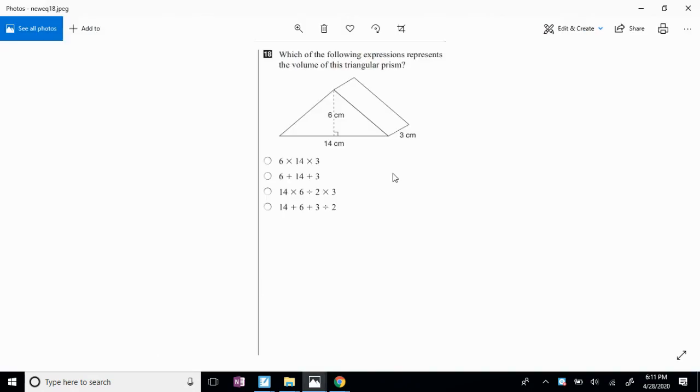Which of the following expressions represents the volume of the triangular prism? Well, we know that the volume of a triangular prism could be calculated base times height divided by 2, area of the base, times the height. So the area of the base is 14 times 6 divided by 2, times 3. So that's the height. So if you answered C, you got the right answer.